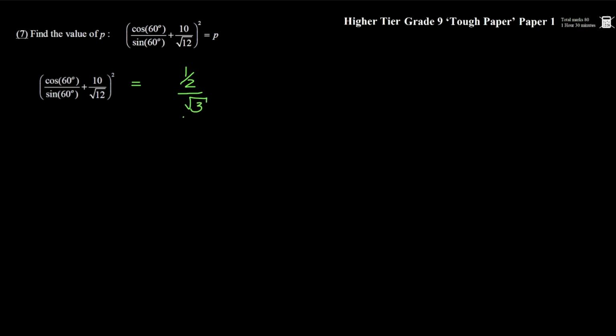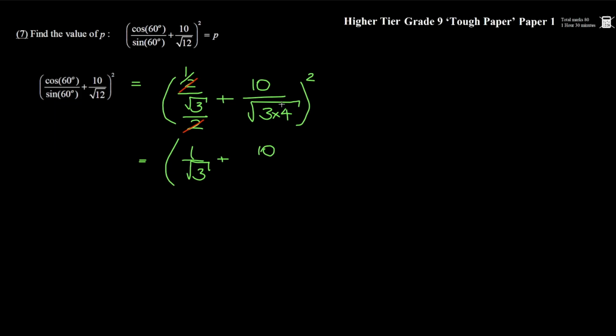root 3 over 2. And this is going to be plus 10, and I'm going to start splitting up this 12 into its factors. This is the square root of 3 times 4, and this is all squared. The 2 divided by 2's cancel, and that leaves us with 1 over root 3 plus 10 divided by, now, this will be the root 3 multiplied by the root of 4. The root of 4 is 2, so this is divided by 2 root 3, all squared, remember. Okay, putting it on a common denominator of 2 root 3.